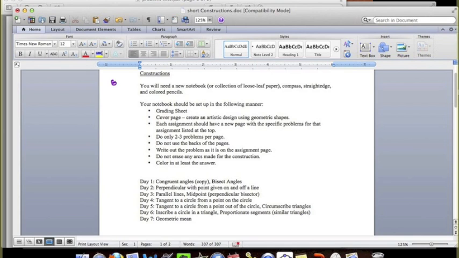So even though the assignments are not going to be collected daily, please see them as being daily assignments. Okay? You are going to turn everything in all at once then at the end in a notebook. And I'm very specific about what I want this notebook to look like.